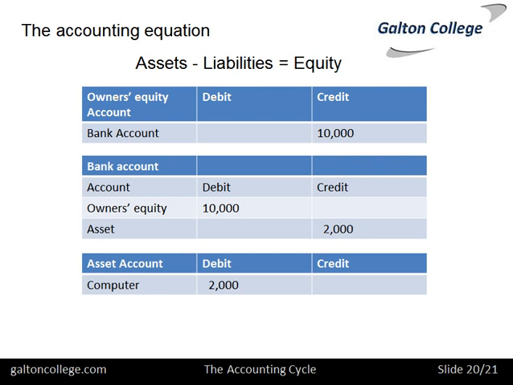And likewise with the owner's equity, the bank received £10,000 and the owner's equity account received £10,000. So the debit there is what was in the bank. So the £10,000 credit is reflected in the debit of £10,000 further down. Likewise, the asset account in the bank, it gives out £2,000, so it credits the asset account, which in this case is a computer, which receives £2,000. So if we add up the debits and the credits, they balance.